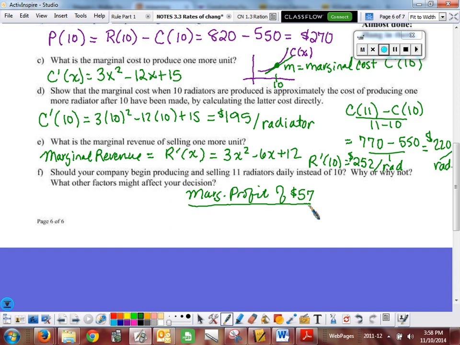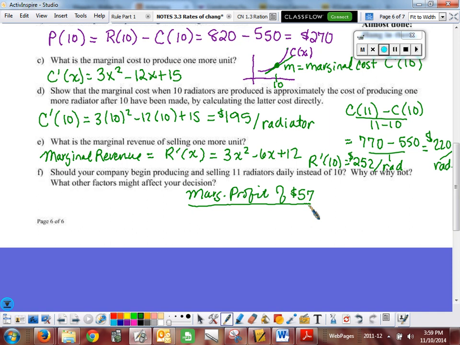Now, but that's really not enough to answer the question, should we produce that one more? Because there are other factors that are going to affect this decision. In order for me to make one more radiator, do I need to hire one more worker in order to get this done? And if I hire that one more worker, how much does it cost me to pay that worker for the day? And is that going to eat into the profit? Because the question is, is the cost function going to continue? Well, it depends. You have to look at other factors and determine, well, do I need to purchase more supply? Do I have enough supply in order to make one more radiator? Do I have enough labor to produce one more radiator?